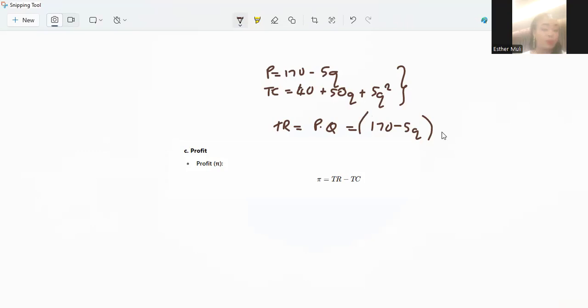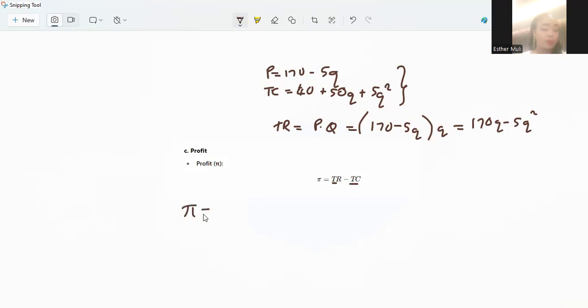find out total revenue as this figure here. So 170Q minus 5Q squared. So that is how the total revenue is. The total cost has already been given. So we need to fuse this in there to find our profit function.